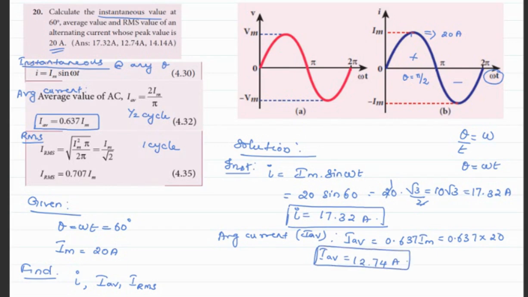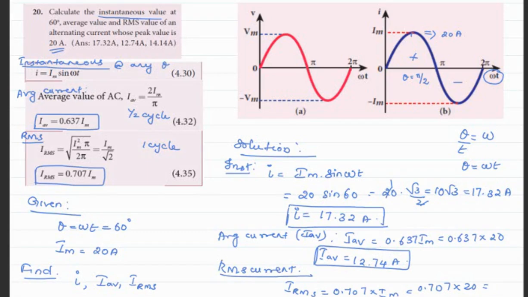Then RMS value of current. The RMS value of current formula is Im by root 2. Or I RMS is 70.7% of peak value. So this is 0.707 into Im. So 0.707 into 20, which is 14.14 ampere. So I RMS is equal to 14.14 amps. Problem 20 is complete. Okay.